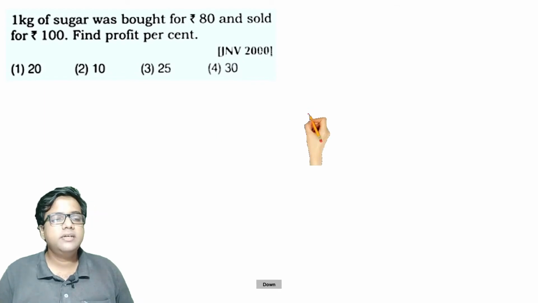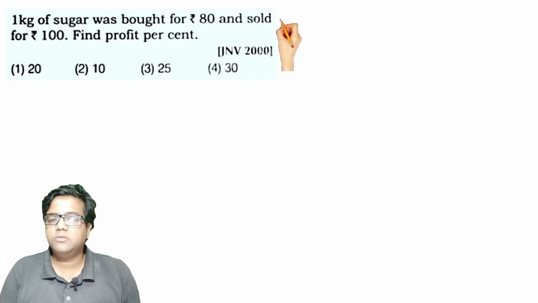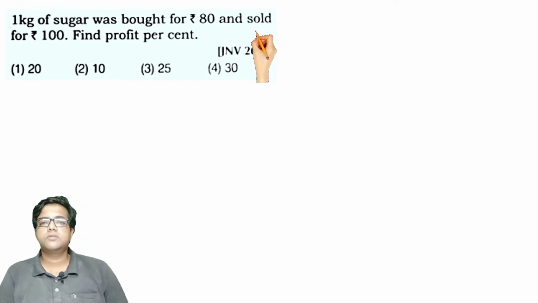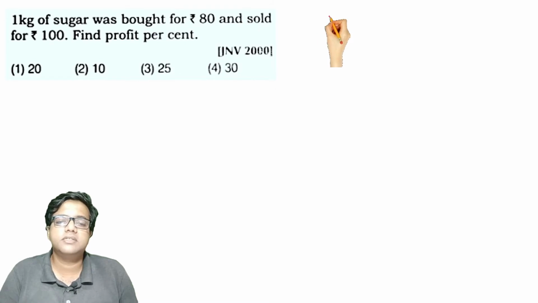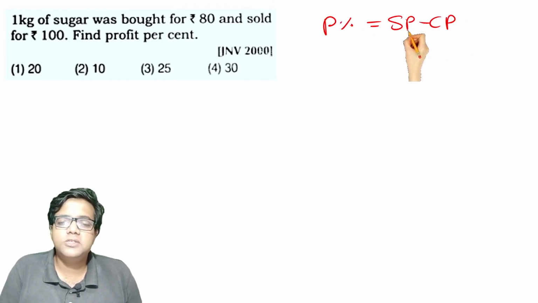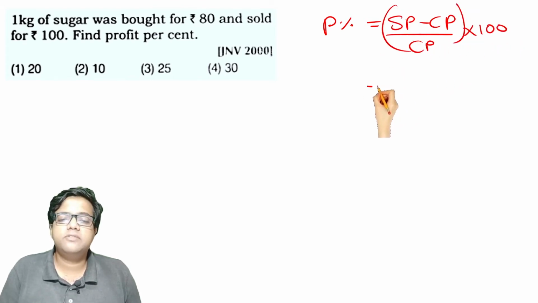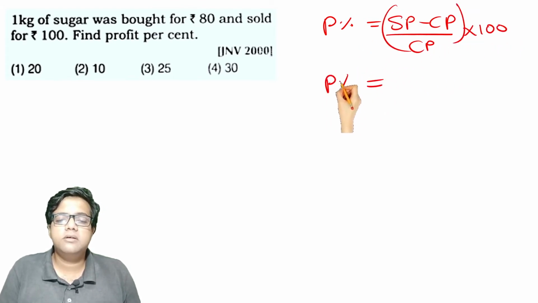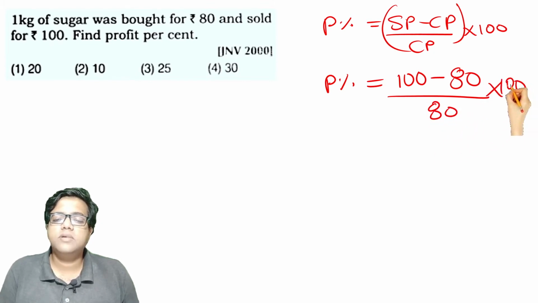Let's move ahead. 1 kg of sugar was bought for 80 rupees and sold for 100 rupees. Find the profit percent. Very simple. Profit percent is equal to selling price minus cost price by cost price into 100. I have told you n number of times. Here, what is the selling price? It is 100. What is the cost price? He bought it for 80 rupees.